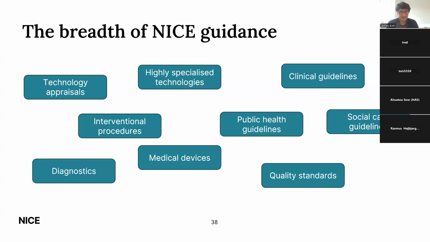In reality, NICE has a huge scope that includes all of these other types of technologies. So highly specialized technologies, for example, which are orphan drugs for technologies that target diseases with very, very small populations, diagnostics, medical devices, all sorts of different areas. And each of these has different remits. So some might just say yes or no to a technology. Others might be able to make recommendations on implementation and wider parts of the pathway.